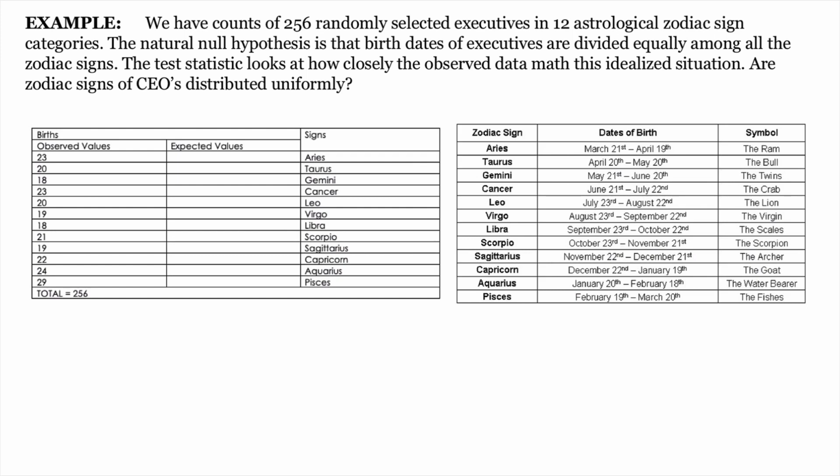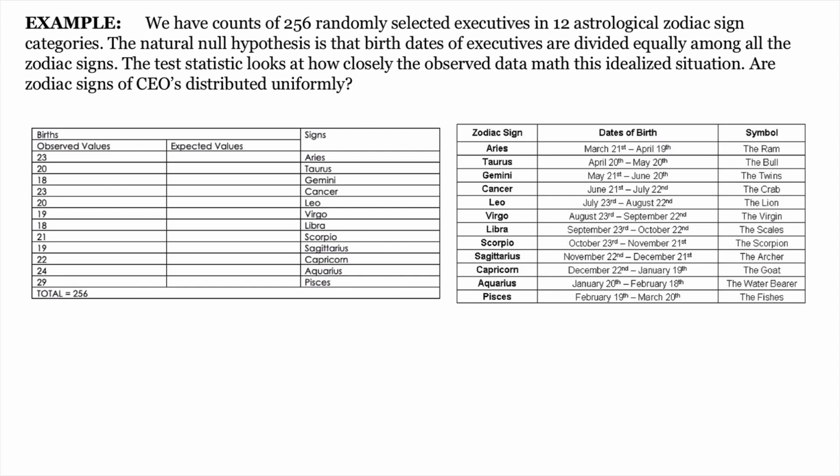So we have counts of 256 randomly selected executives in 12 astrological zodiac sign categories. So have you guys heard of the zodiac signs? Okay, you guys have had some familiarity with it. It deals with astrology. Okay.